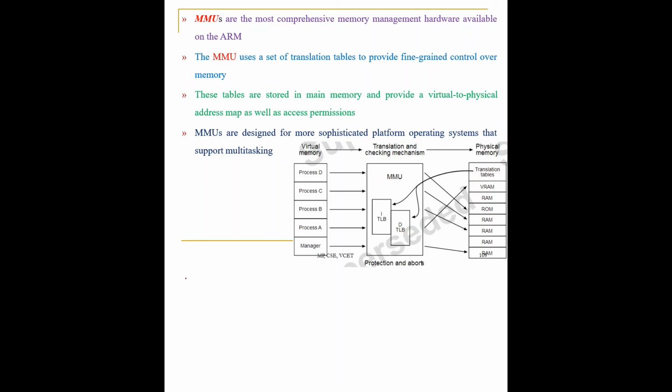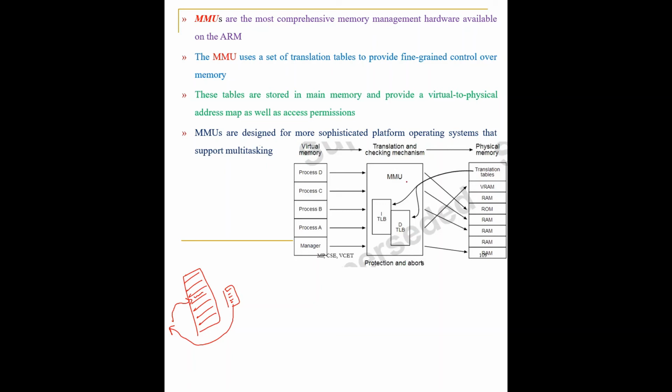I told you about something called the vector interrupt table. As soon as the vector appears, your vector interrupt will contain the address. Using that address, it will go to the vector interrupt table and find the address of the subprogram. The subprogram will get executed, and later my control will go back to the main program. Very similarly, the MMU uses a translation table in order to provide very fine-grained control over the memory. These tables are stored in the main memory to provide a virtual to physical address map as well as access permissions. MMUs are designed for more sophisticated platform operating systems that support multitasking.